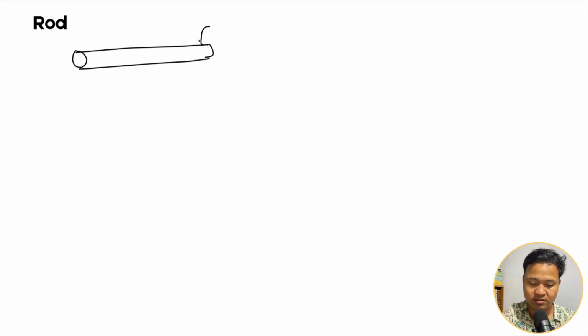So here I have a rod, mass m, length l. The axis passes through the center of mass, at l by 2 from each end.